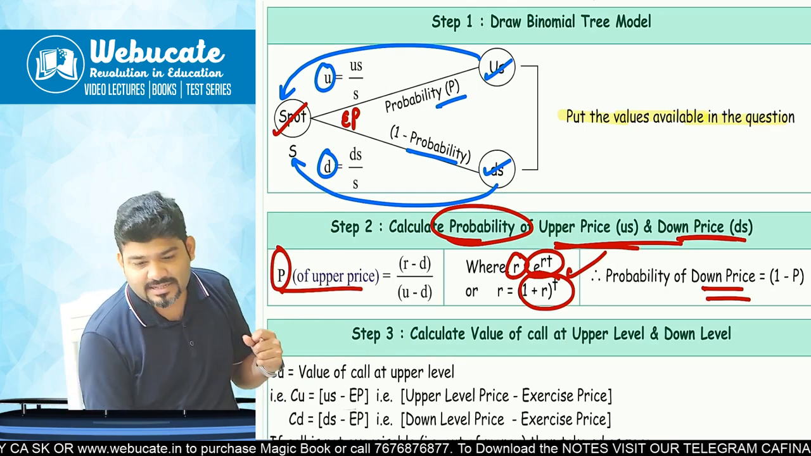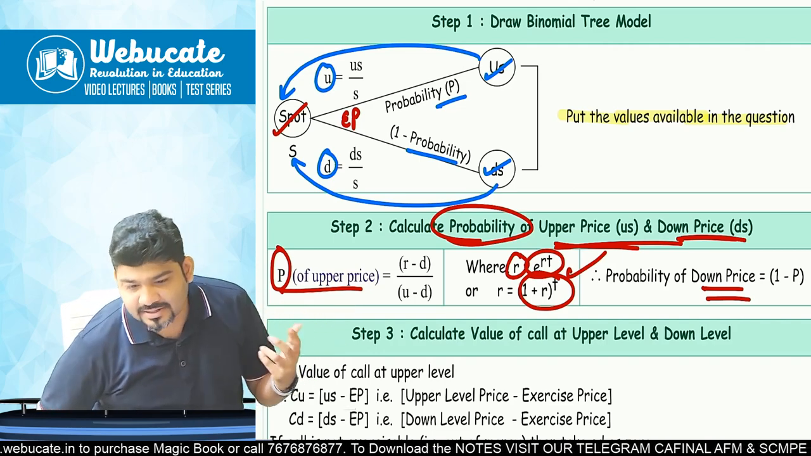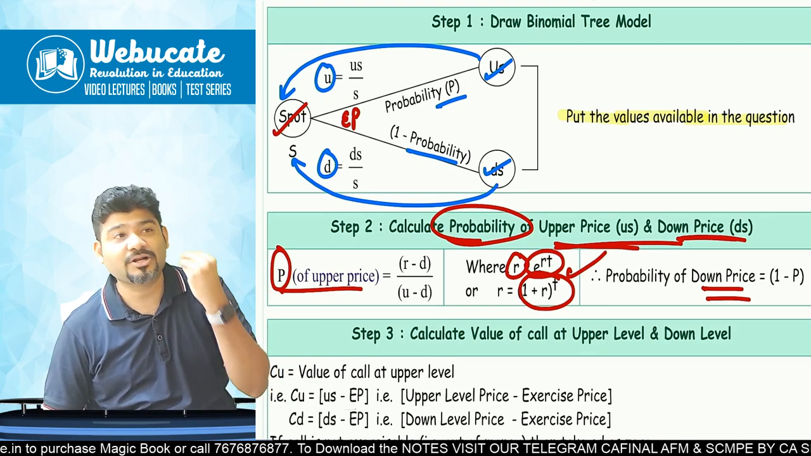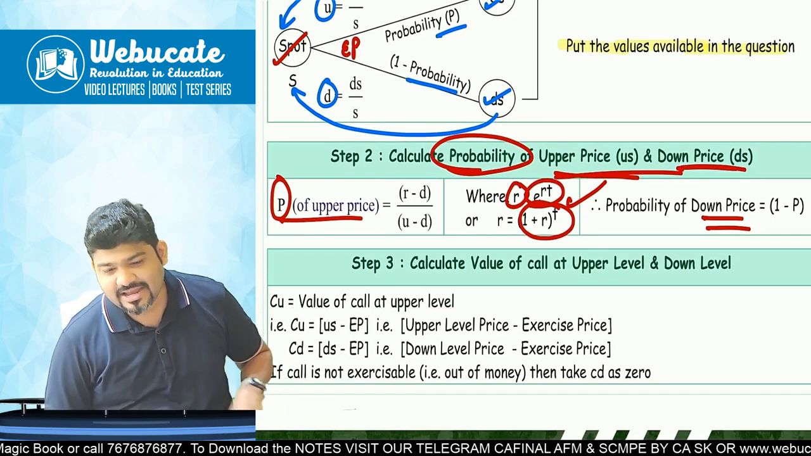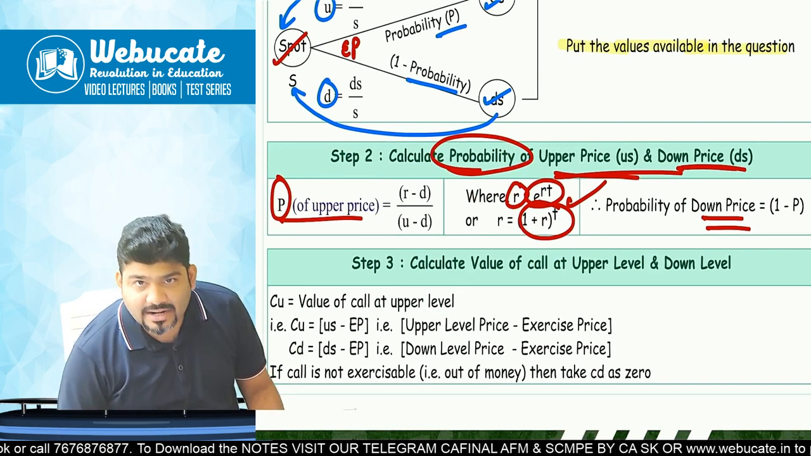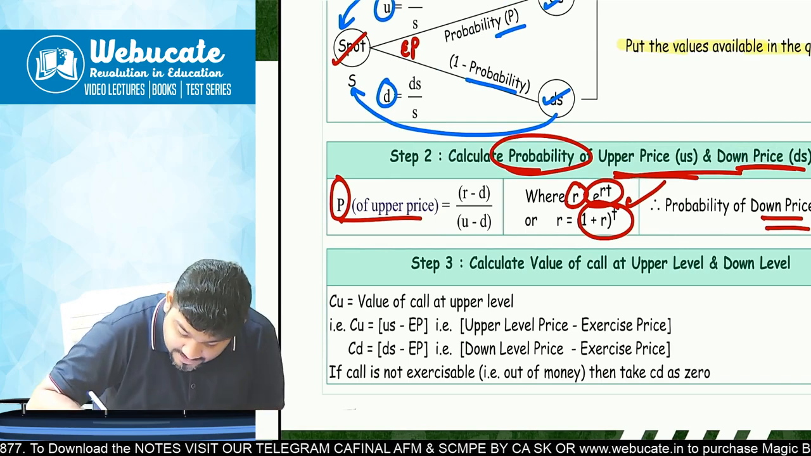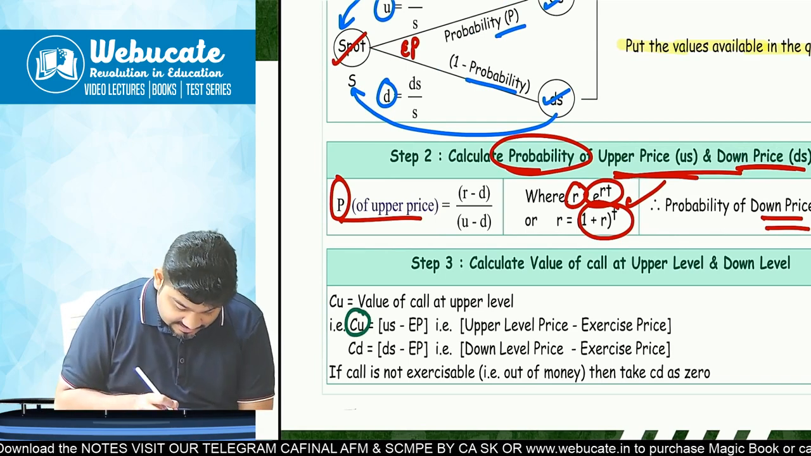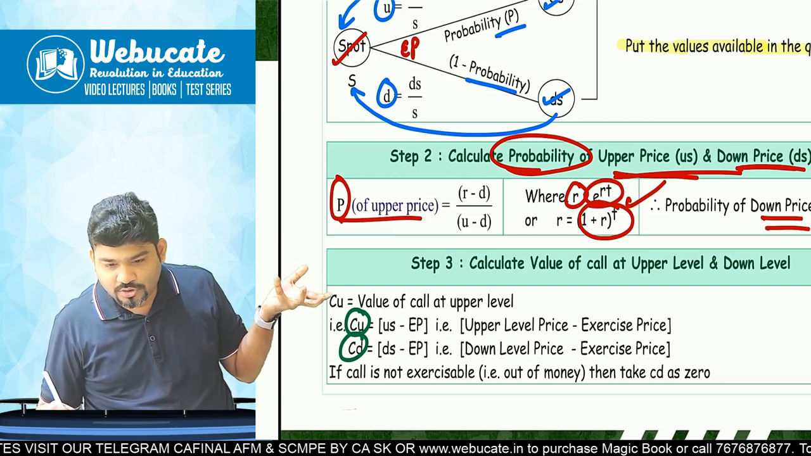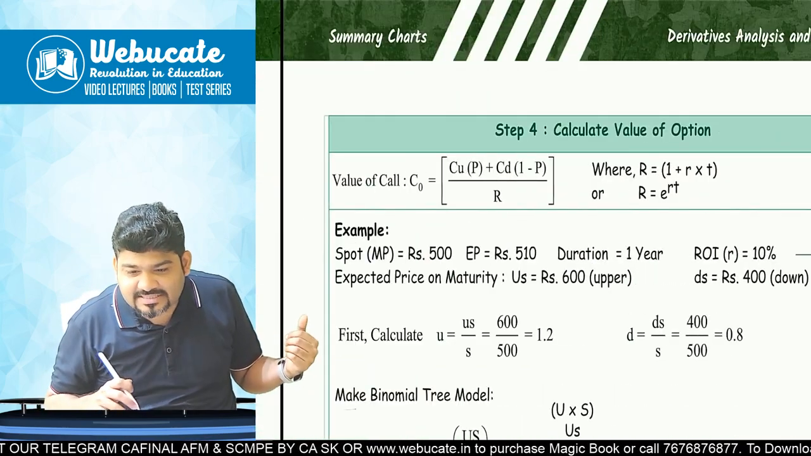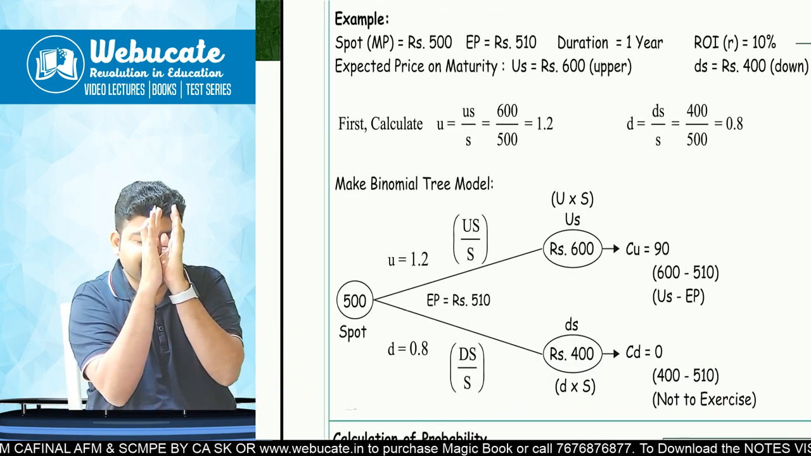R basically is e raised to RT, or R is 1 plus R raised to T. R basically is your rate of interest. Got it? Done. Then we have to calculate the value of call at the upper level and, obviously, the value of call at the down level. So let's see this: CU and CD. How do we do this? Let's solve an example and try to understand all of this at a very, very easy level.